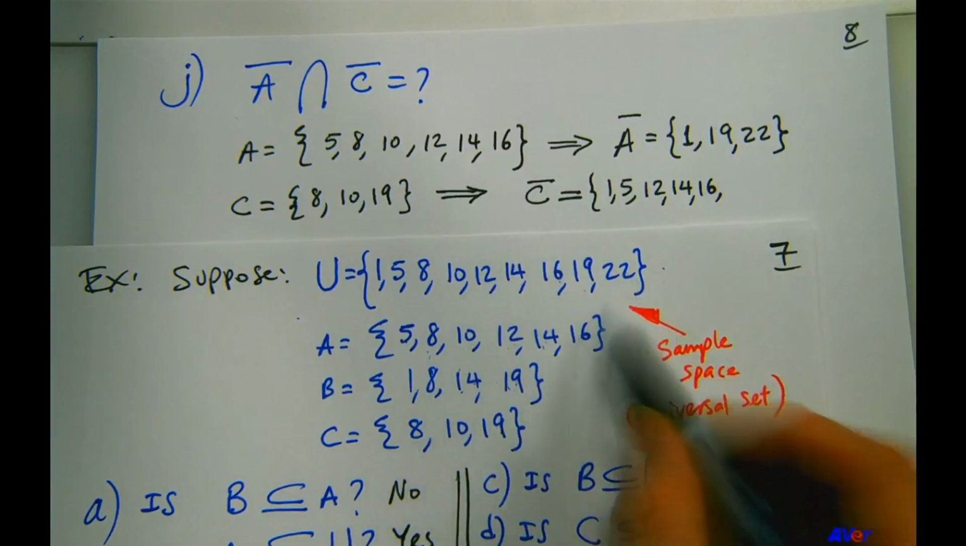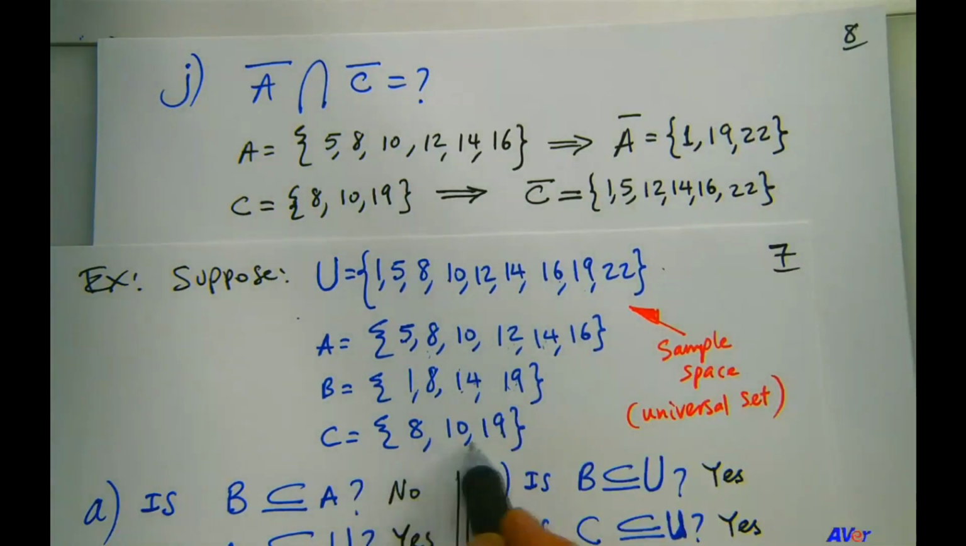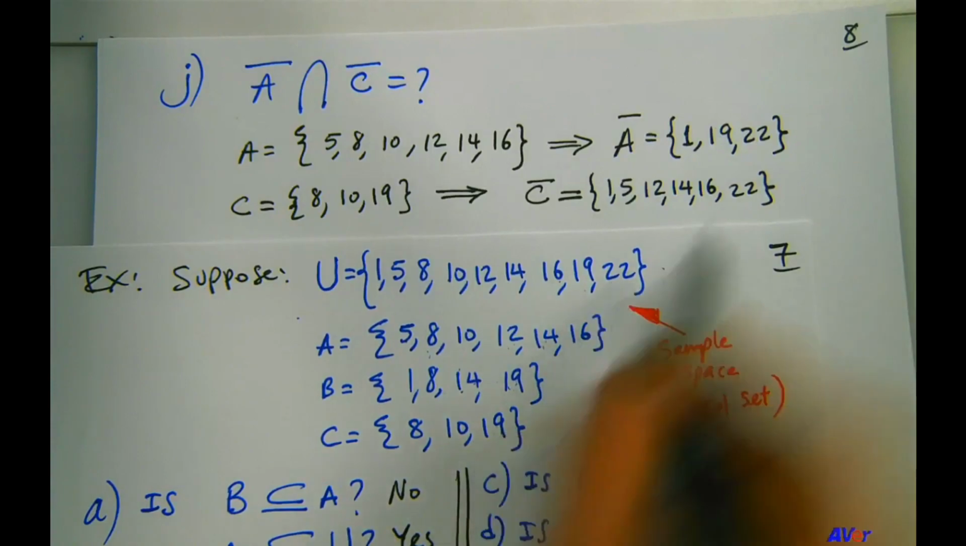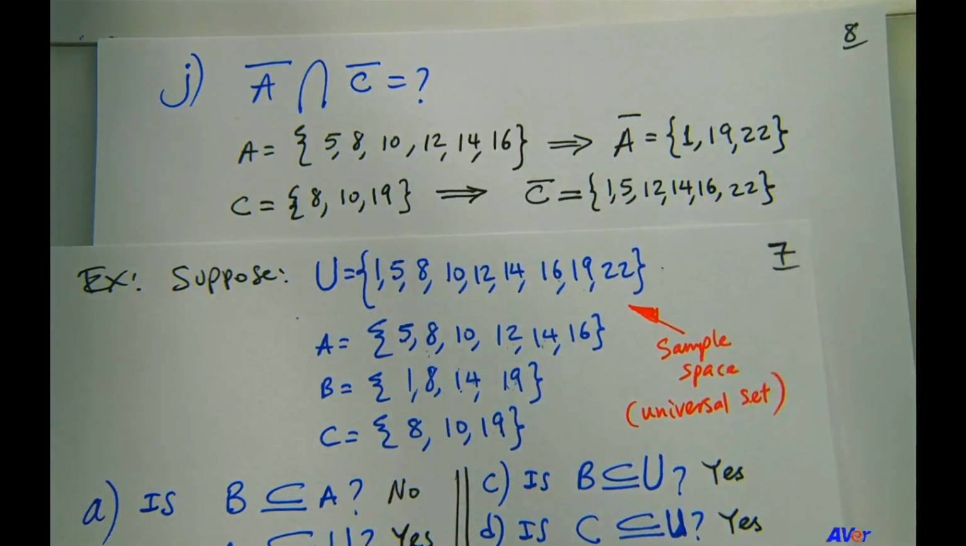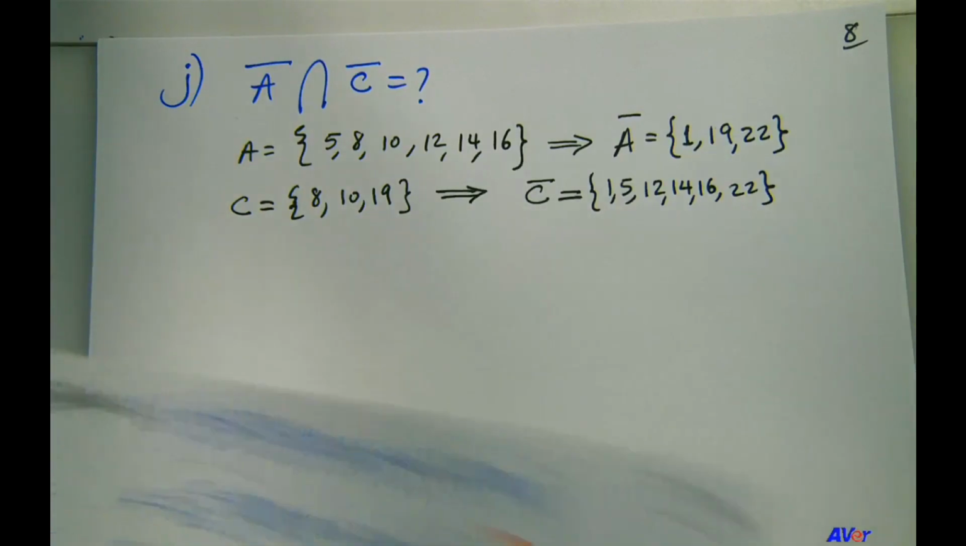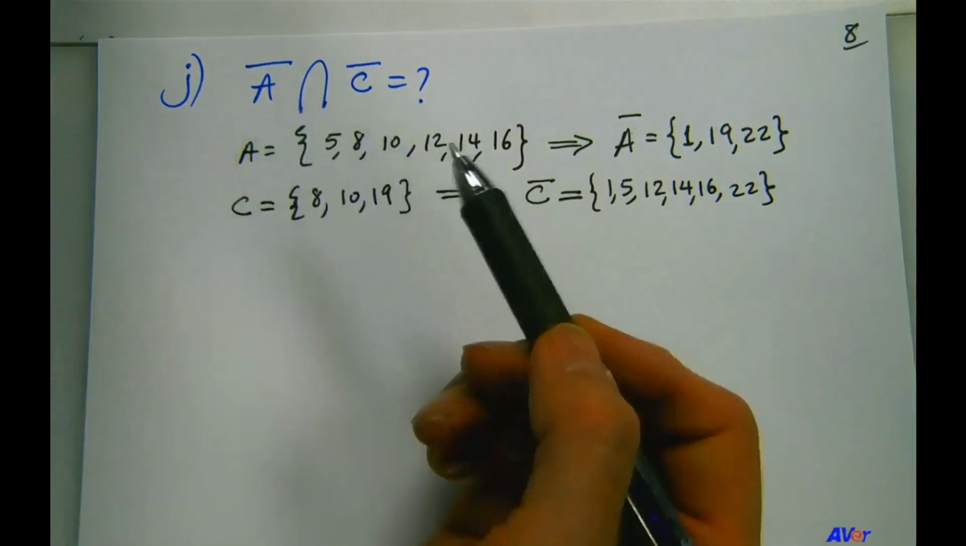And then 22 also, right? 22 is missing from C, but it's part of the sample space, so we include it in C bar. So we have 1, 5, 12, 14, 16, 22. Okay? So now that we have A bar and C bar figured out, we can take their intersection.